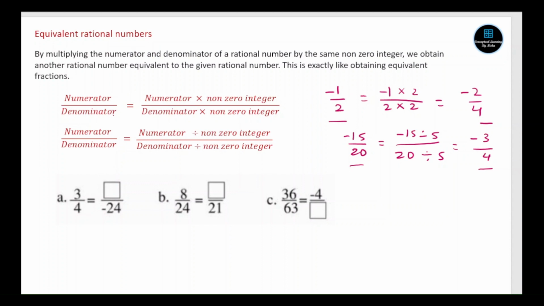Alright, now let's understand this one. See, here 3 upon 4 is given, and I want the denominator to be minus 24. So what do we do with 3 upon 4? Yes, I multiply both of them by minus 6. So what do we get? Minus 18 upon minus 24, correct?